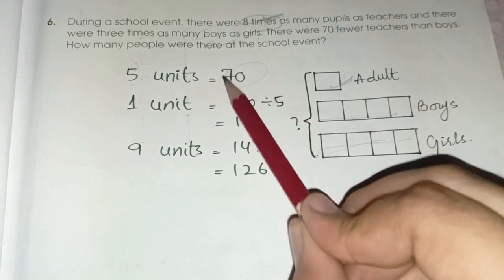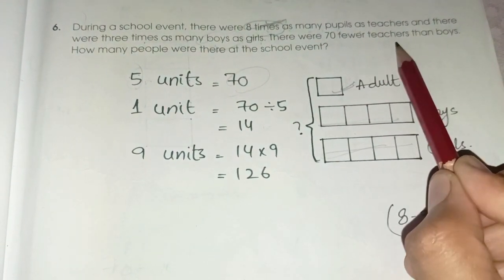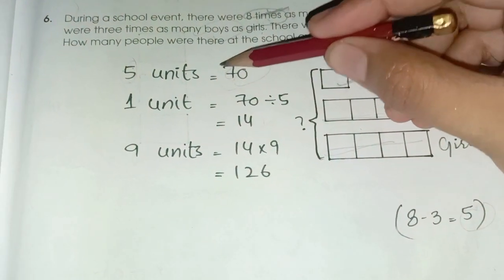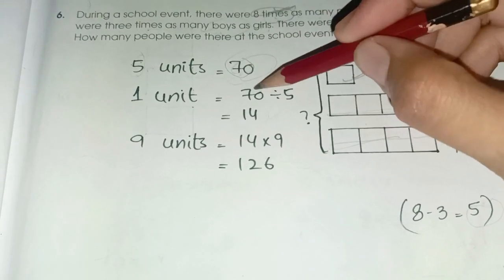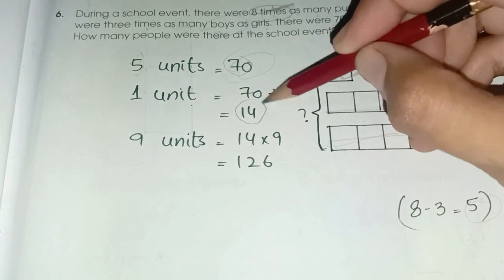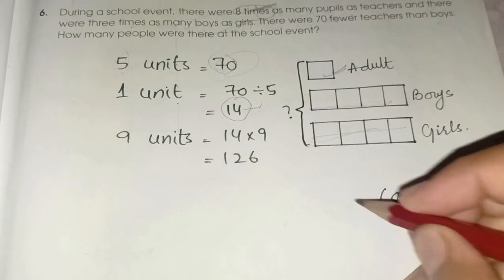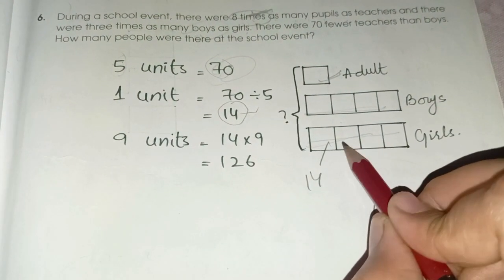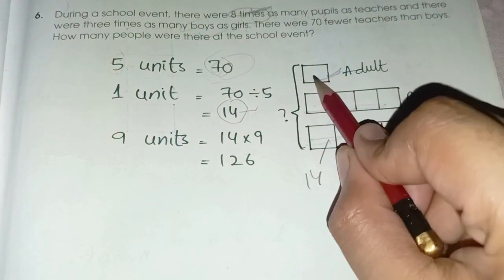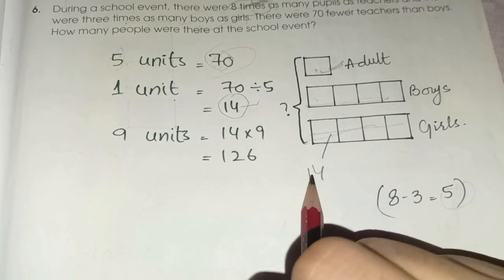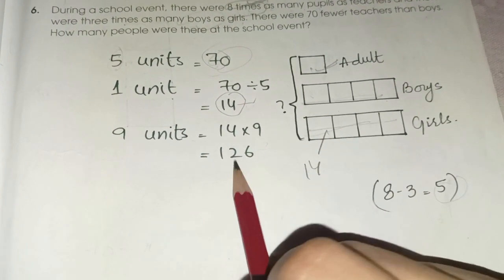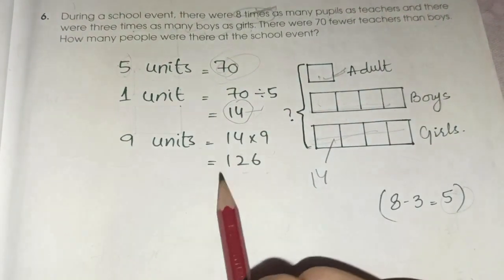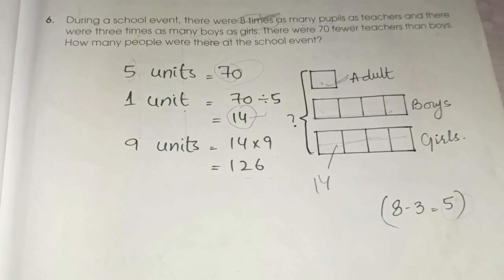5 units means 70. There were 70 fewer teachers than boys. 5 units is 70. So let's find out the value of one single unit. We divide 70 with 5. So the value of 1 unit is 14. And now we have the total units 1, 2, 3, 4, 5, 6, 7, 8, 9. So we are going to multiply this 14 with 9. 14 9s are 126. It means that how many people were there at the school event? There were 126 people in the school event.